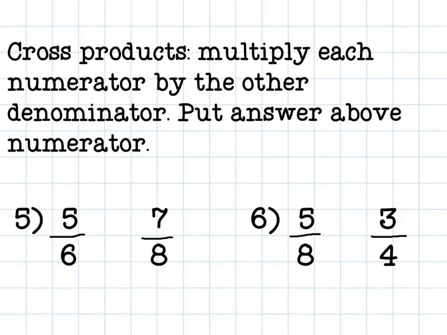Now, cross products is another way to find out which answer is larger. We multiply each numerator by the other denominator and always put the answer above the numerator. For example, if we do the first example here, we'd multiply going up. 6 times 7 is 42. 8 times 5 is 40. So the answer that is bigger is the 7/8.